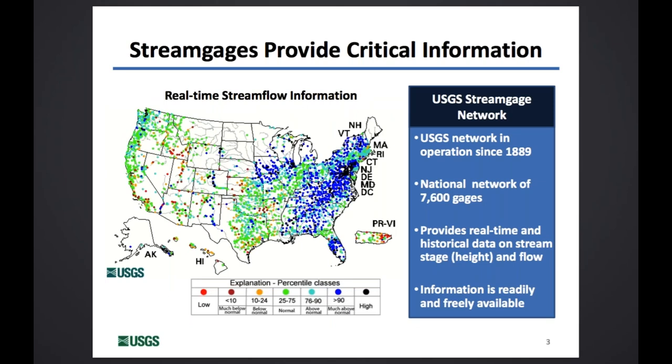So just at the beginning, understanding what a particular Earth observation or information product does is really important when trying to value information. And the stream gauges provide critical information. It's a very large network you see on the map there. And there are 7,600 gauges just in our national network, and there's many other partner gauges around the country. And they provide real and historical data on stream stage and flow, and it's readily and freely available. So really the important thing there is it's essentially a public good, and so it's not something that you could look to the market to understand what the value is. Next slide.